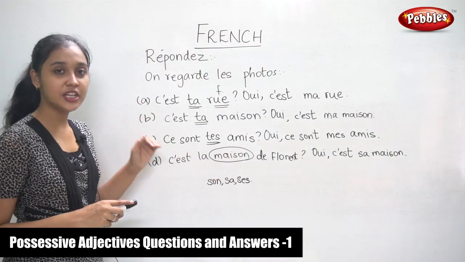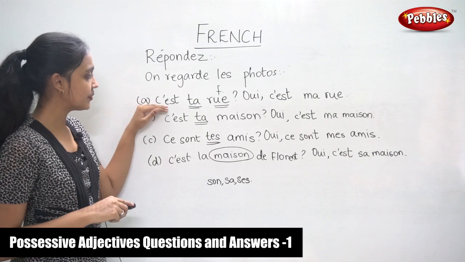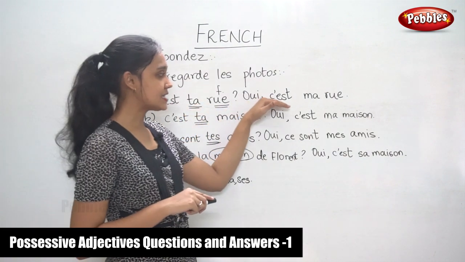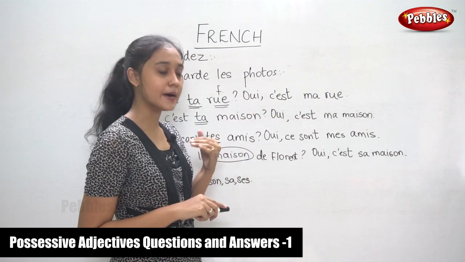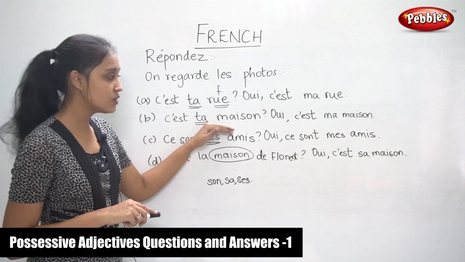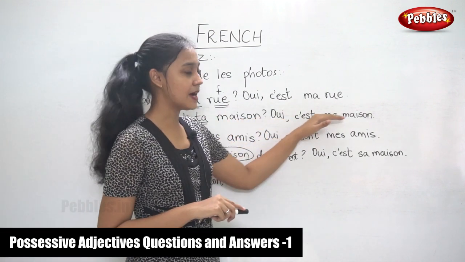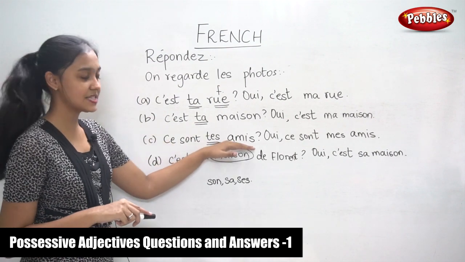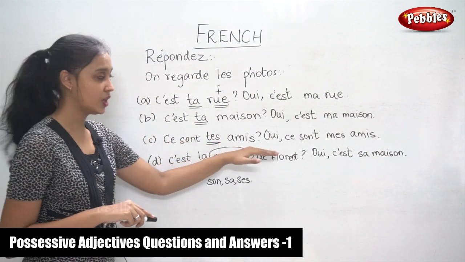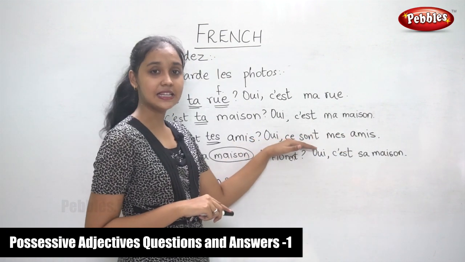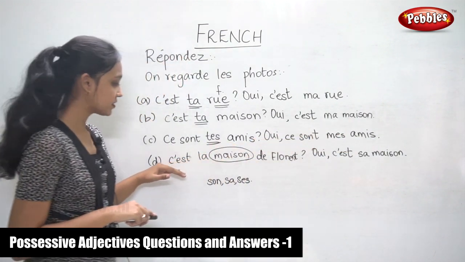So, once again, we'll read the question along with the answer. C'est ta rue. It is your street. Oui, c'est ma rue. It is my street. C'est ta maison. It is your house. Oui, c'est ma maison. It is my house. Ce sont tes amis. They are your friends. Oui, ce sont mes amis. Yes, they are my friends.